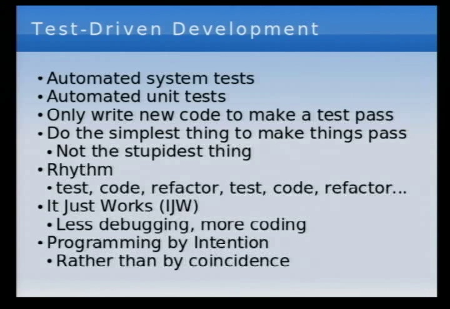So the first thing you do, you start out with a failing system test. Like I said, you have a feature like the negotiation has to finish, right? So let's say it's a Jabber client, a Jabber VoIP client.